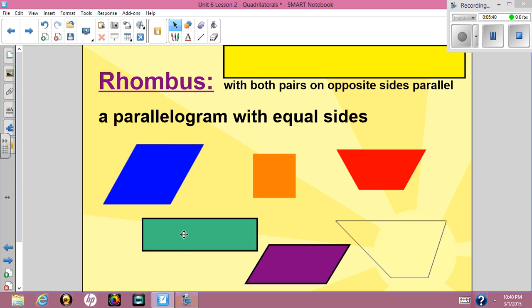Does a rectangle? No. Does a trapezoid? No. Does a regular polygon? No. Does this rhombus fit that category? No.